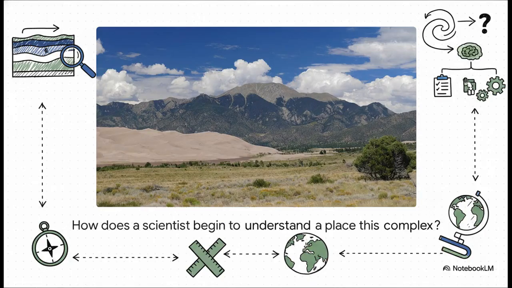Okay, just take a look at this scene. It's beautiful, right? But wow, it is incredibly complex. You've got these massive mountains way in the back, these huge sand dunes right up front, different kinds of forests, some grassy areas. So here's the big question. How does a scientist even begin to understand a place like this? I mean, where do you possibly start?